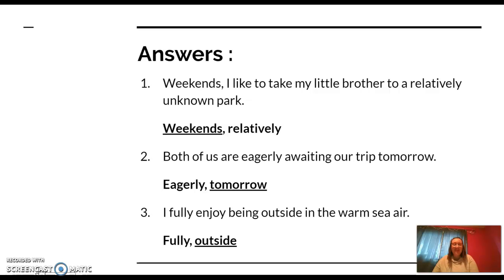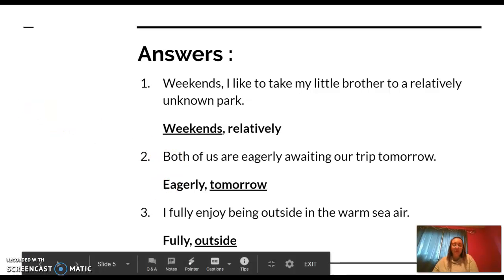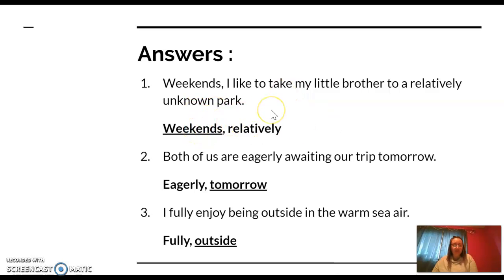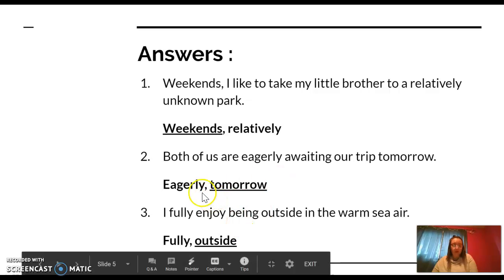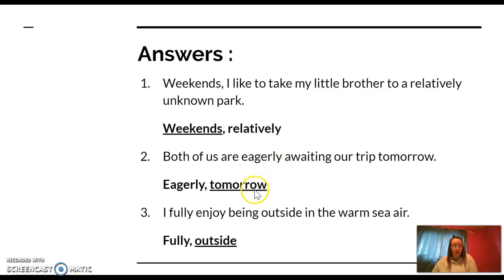Number 1, the 2 adverbs are weekends and relatively. Weekends is that expression of time. Relatively is modifying that adjective unknown. So we have 2 words doing the same job, but only one of them is a noun as an adverb. 2, both of us are eagerly awaiting our trip tomorrow. Our 2 adverbs are eagerly and tomorrow. Eagerly is modifying the verb awaiting, just like a normal adverb does, and tomorrow is also modifying the verb awaiting, but it's doing it as a noun.